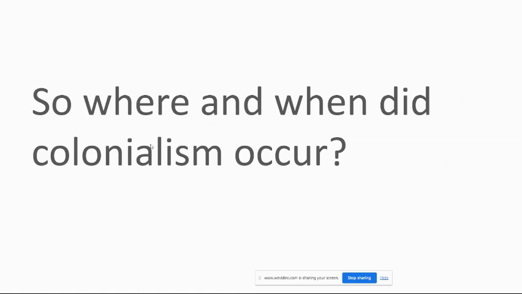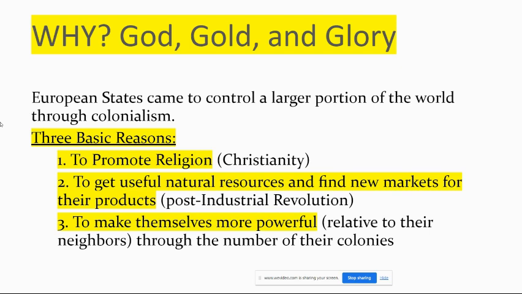So now we're going to get into the question, where and when did colonialism occur? So the first question is why? Why would countries want to control another colony? Why would they want to control another region? The majority of colonialism was European states that colonized other parts of the world. So the European countries were those colonizing powers, came to control large portions of the world through colonialism. And there were multiple reasons.